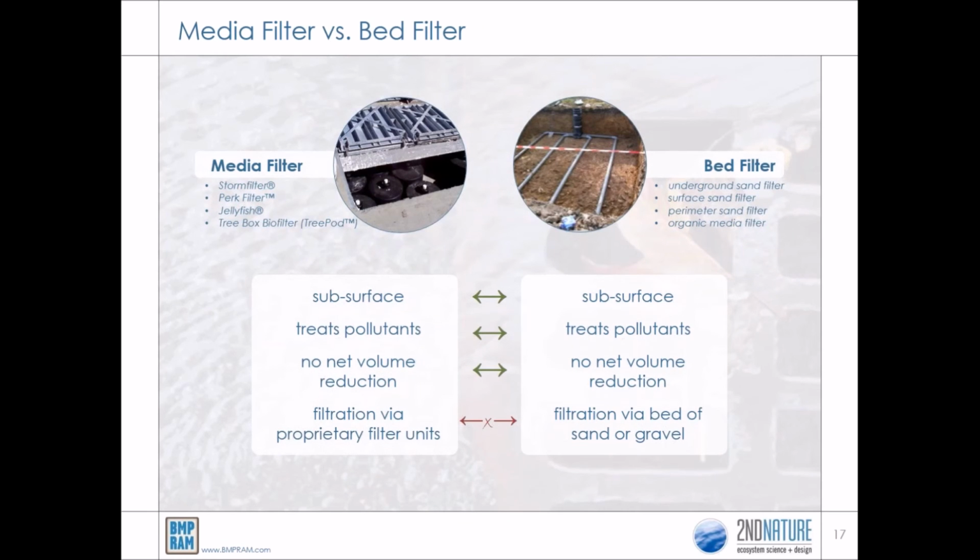Lastly, media filters and filter beds. Again, as discussed earlier, both of these BMPs are subsurface structures that reduce pollutant concentrations but not stormwater volumes. Media filters are typically located in an underground vault and use proprietary filter units filled with compost, perlite, or carbon, while bed filters are usually buried under the surface and use gravity to filter water through a gravel or sand substrate before collecting it in an underdrain and routing it downhill.